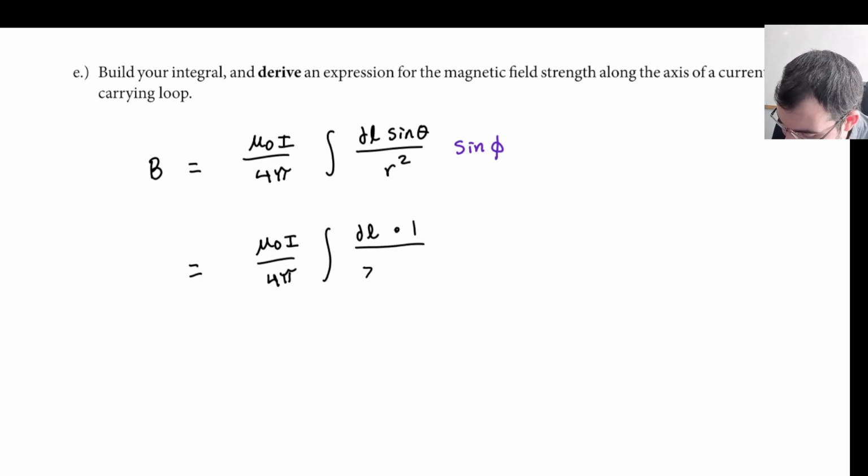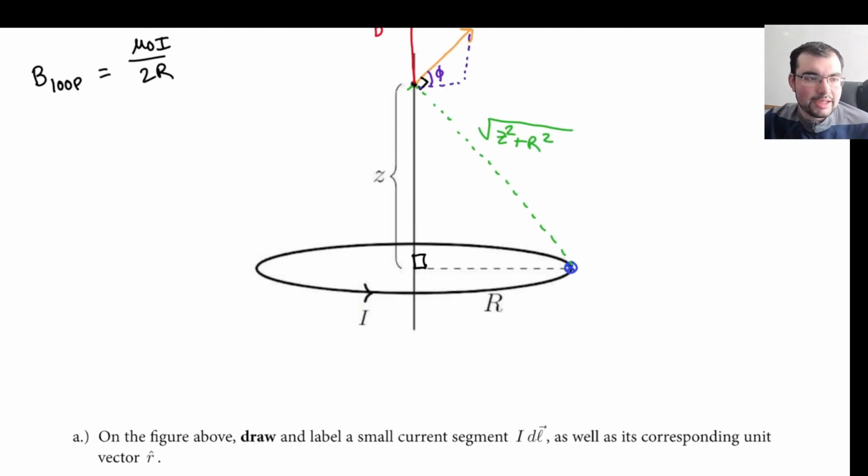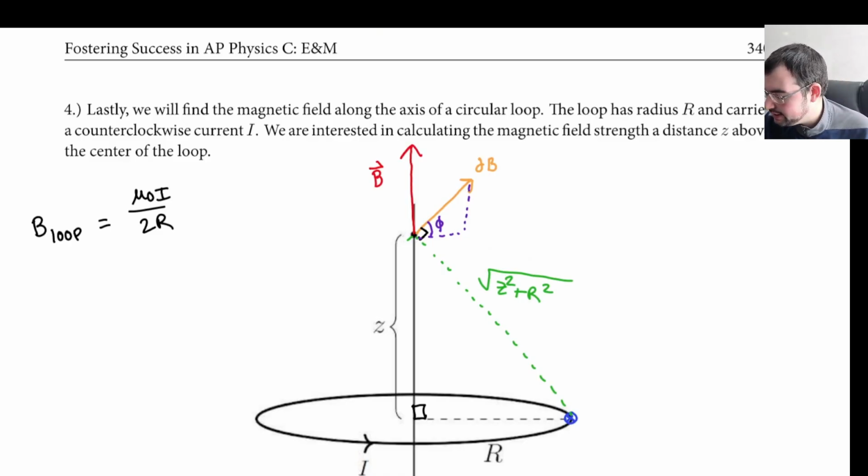R was the Pythagorean distance. And what is sine of phi? This is the one thing about the ring, one of many things, that makes it very non-trivial: we have to figure out where this angle phi goes. This entirely relies on the fact that this is a 90-degree angle at this meeting point right here.